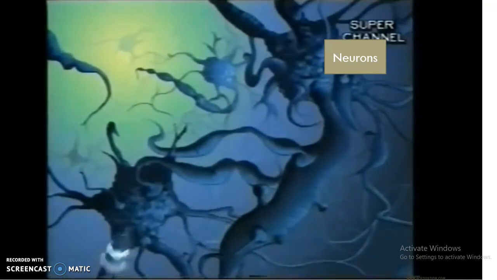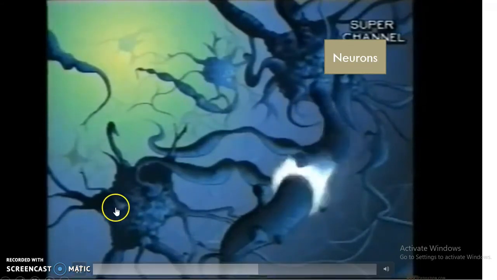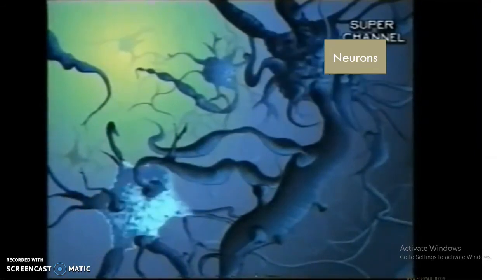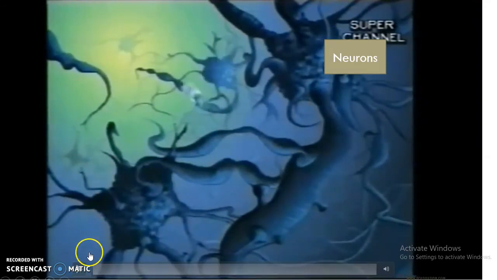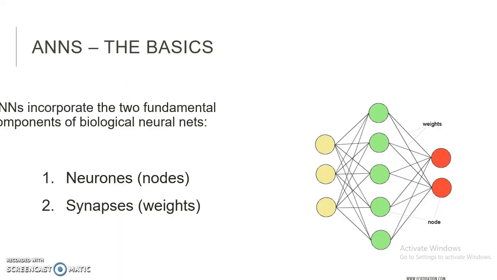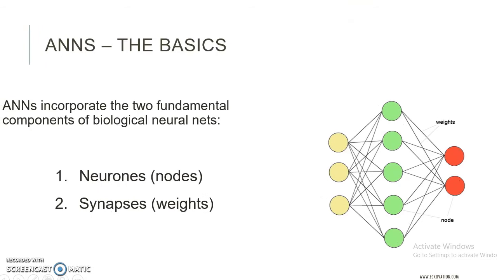So how it's sending the data from... yes. So I hope you got how the sensation and how the data is being transferred in the form of electrical activity. Now let me tell you some ANN basics. There are two fundamental components in a biological neural network, that was neurons and synapses.